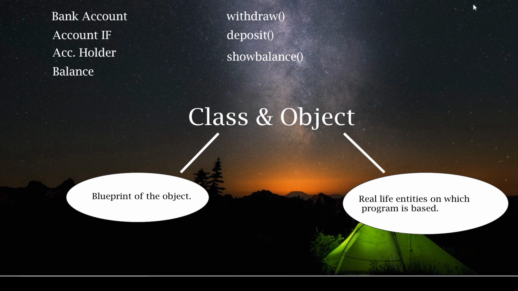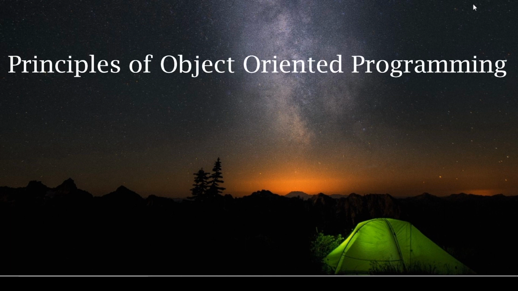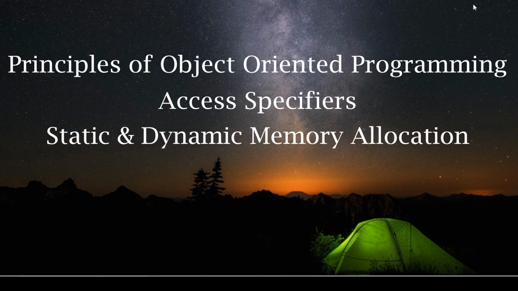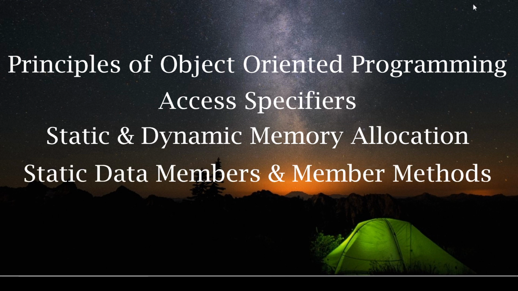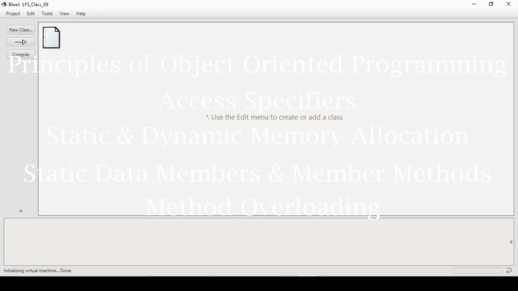So today we will first make a class, then an object, and then we will perform these things in it. After that we will understand various object oriented programming principles as well as access specifiers, static memory allocation and dynamic memory allocation, static data members and static member methods, along with method overloading in today's lecture. So without wasting any time further, let's proceed and create a class Account.